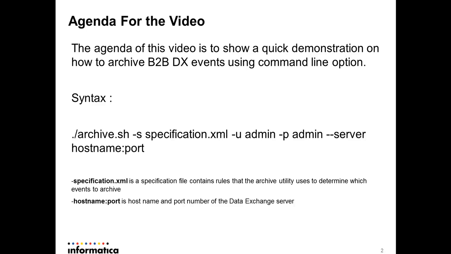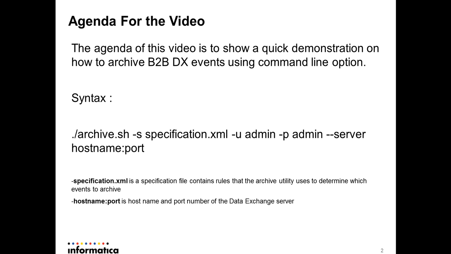So right here you see the syntax. There is an archive.sh script. This is a shell script which comes with the product itself. So when you install B2B DX, and if you go to your DX home directory, under that there will be a directory called DX-tools. If you go under that, there will be a few scripts. One among them is the archive.sh script. So using this script, we provide some specific arguments.